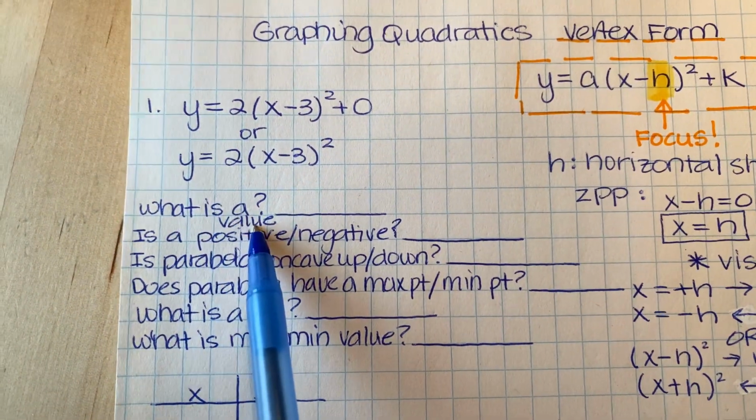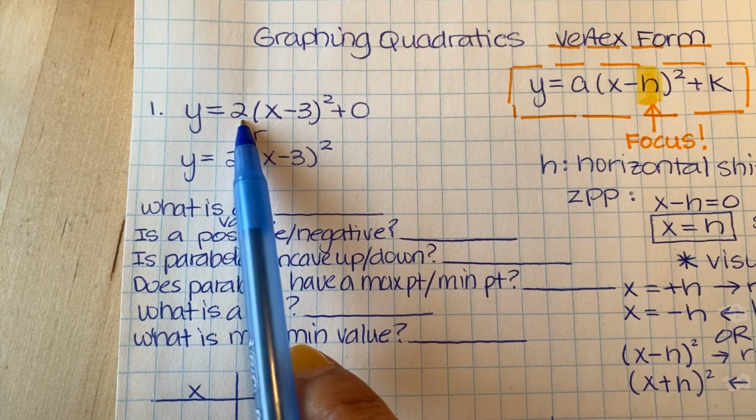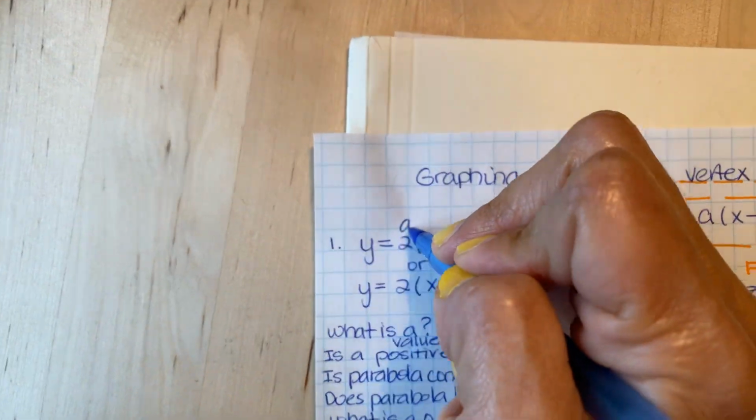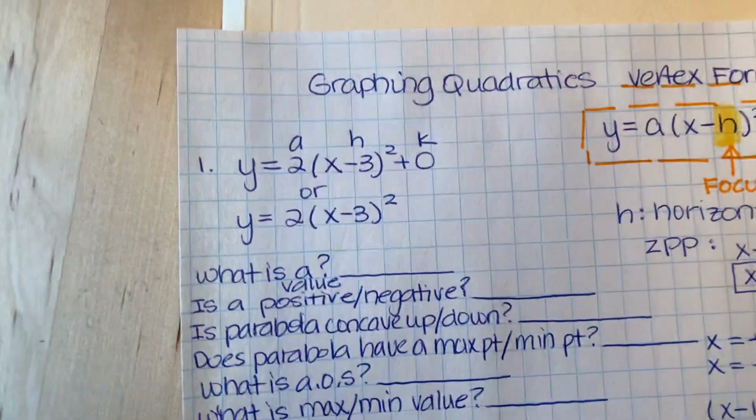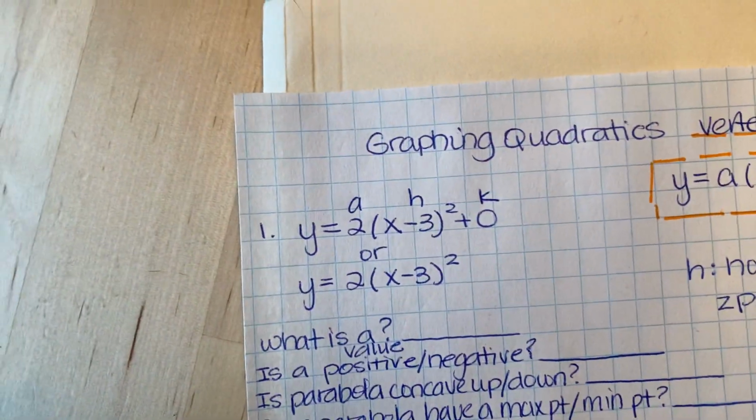Okay, what is the A value? Your A value is here. So this is a, h, k. Oh, I forgot to put what the H value is.